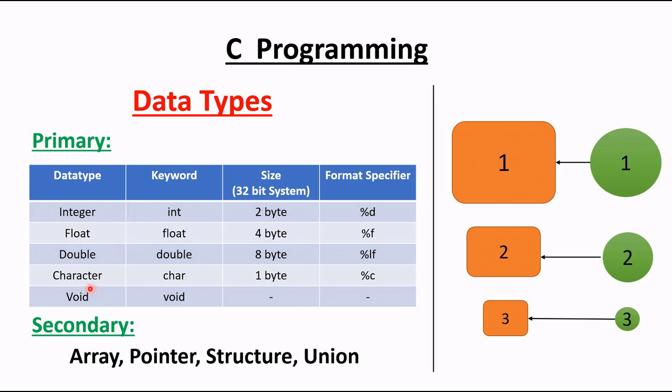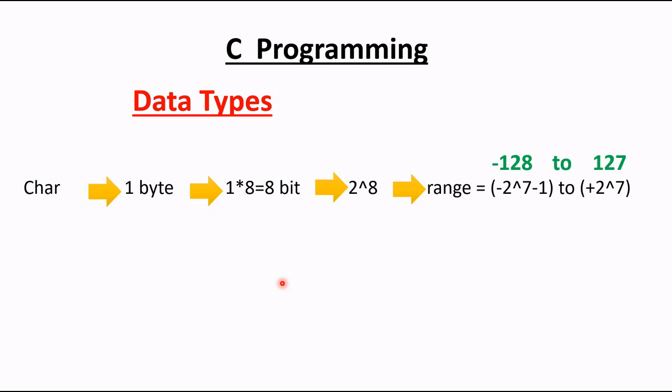So now, remember that a character only takes 1 byte of memory in a 32-bit system. In the next slide I will show you what the range of a character is, and what values I can store inside a character. So try to remember that a character takes only 1 byte. In the next slide you can see that a character takes 1 byte of memory. Here 1 byte means 8 bits. We all know that 1 byte means 8 bits.